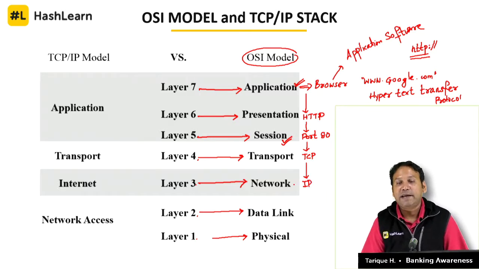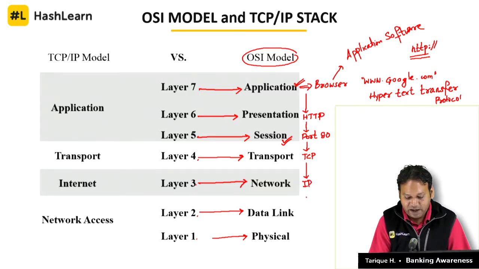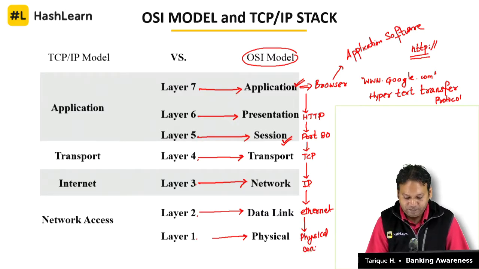Clear? The source IP address and destination IP address will be added here, and then it will go to the data link layer, where your Ethernet will be working. From the data link layer it will go to the physical layer, the actual physical connection with a router or a modem, or a coaxial cable, that is actually working in the physical layer.